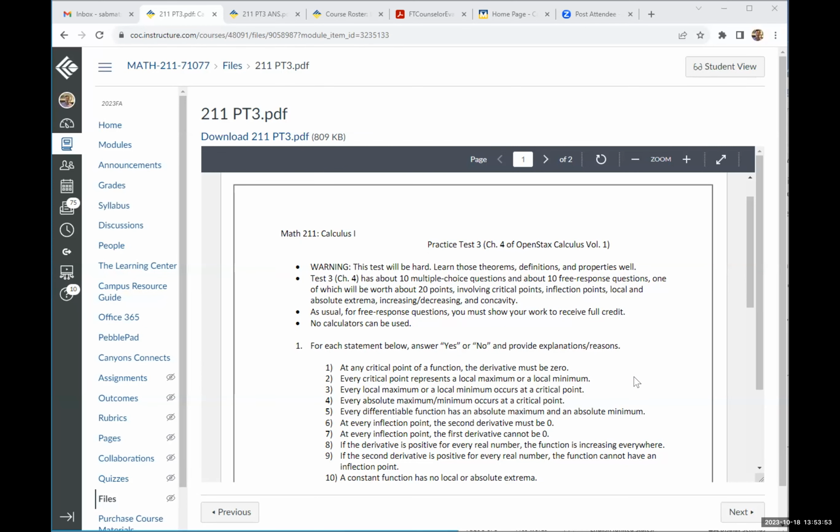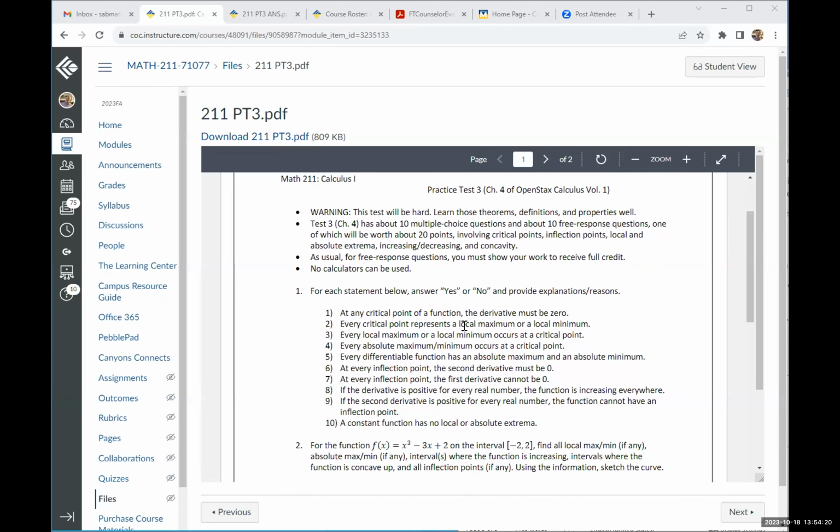All right, so before we begin, let's just make sure we understand we are talking about the same problems, okay? So I will be going over these exercises in Math 211, Calculus 1, practice test number 3, which you will see right here. This is under the chapter 4 module, of course. And this is based on chapter 4 of the OpenStax Calculus Volume 1 for Calculus 1.